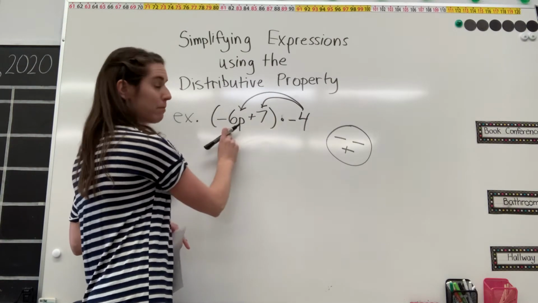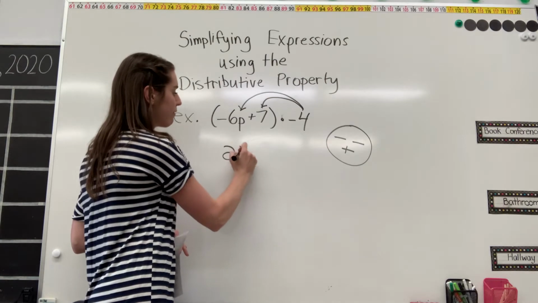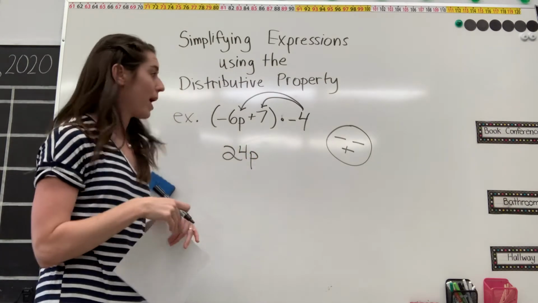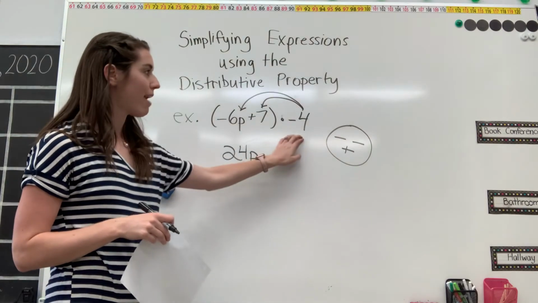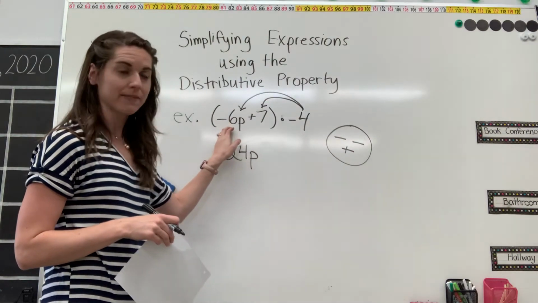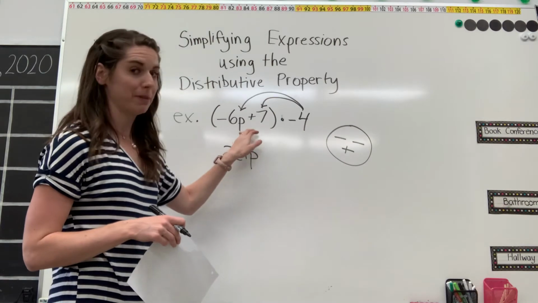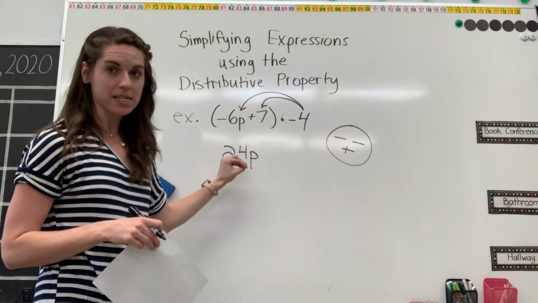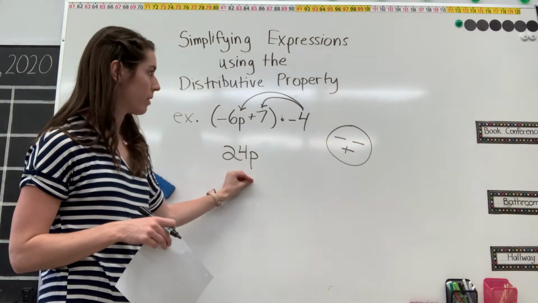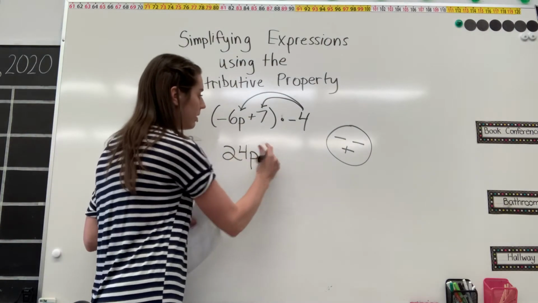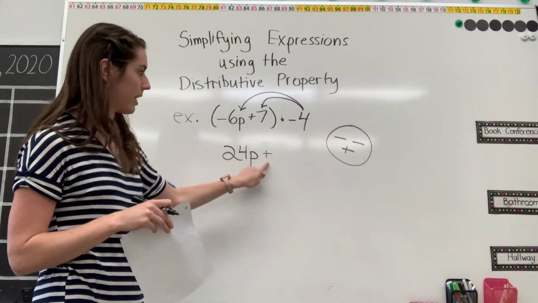Well, what's 4 times 6? That's 24p, okay? The p is attached to the 6. So you don't have to go negative 4 times negative 6 and then negative 4 times p. They are combined, okay? So you now have 24p. We're going to carry down our symbol. Our plus sign gets carried down.